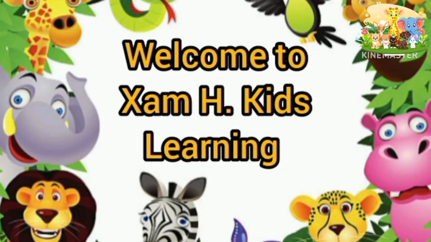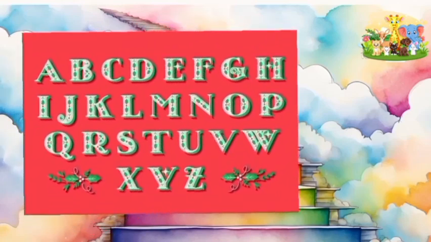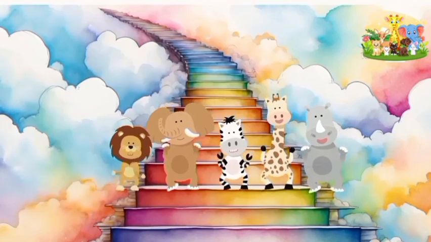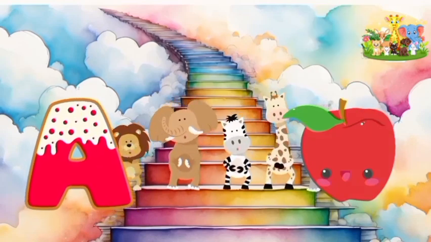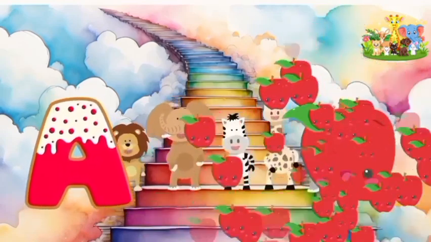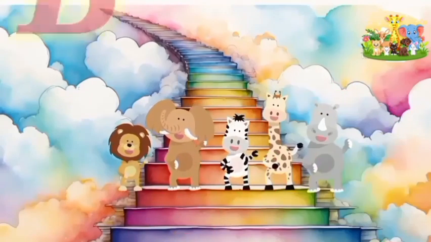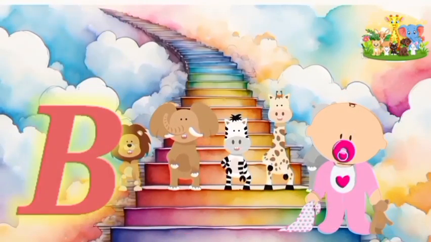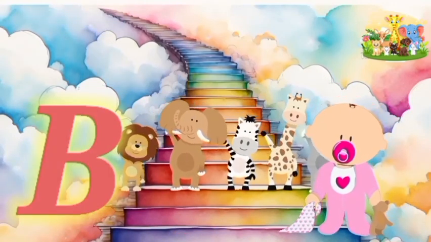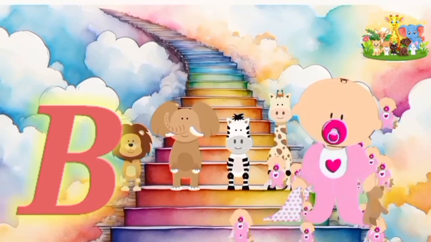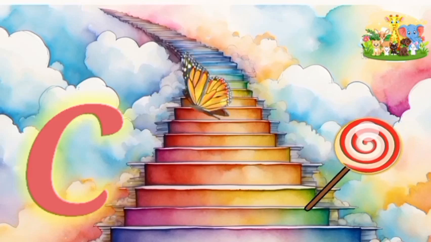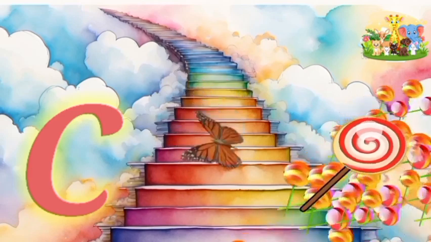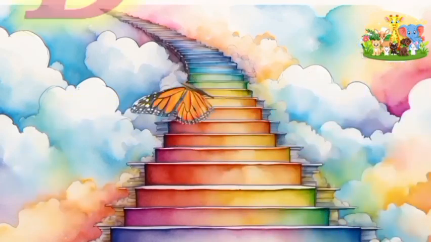Morning time. Let's learn the sounds of alphabets. A is for apple. Apple. A, apple. B is for baby. Baby. B, baby. C is for candy. Candy. C, candy. D is for diamond.